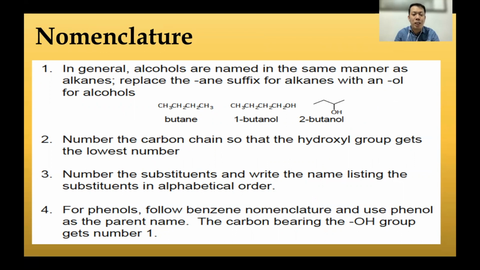So number the carbon chain so that the hydroxyl group gets the lowest number, and number the substituents and write the name listing the substituents in alphabetical order. And for phenol, follow benzene nomenclature and use phenol as the parent name. The carbon bearing the OH group gets number 1. So from butane to 1-butanol to 2-butanol.